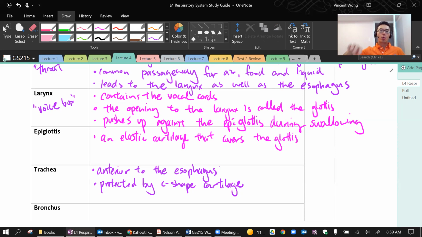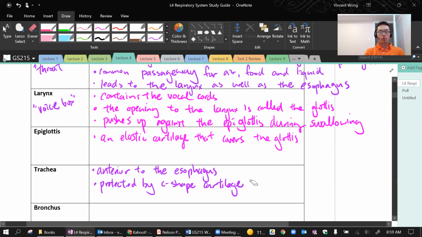The difference between the esophagus and the trachea is the size. The trachea is much bigger, and also when you are not swallowing food or liquid, the esophagus stays closed. That is not the case for the trachea. The trachea must be open at all times, and to keep it open, you need the C-shaped cartilage.